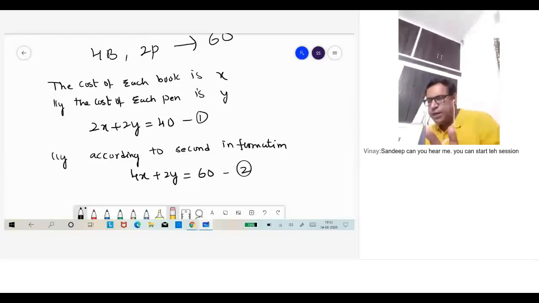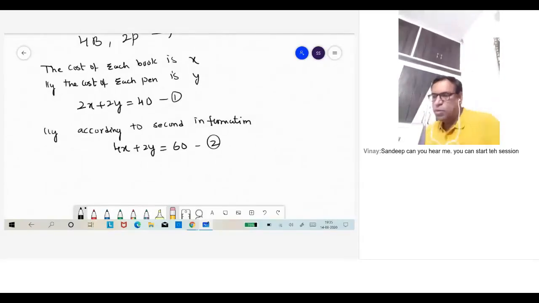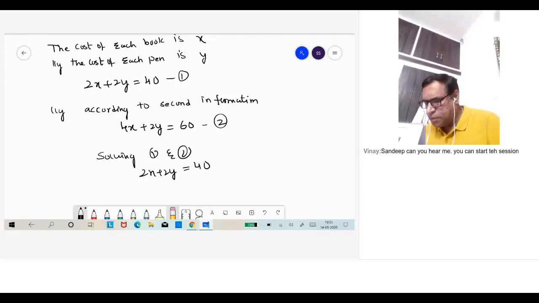Now what we need to find here is X and Y. What are X and Y? Obviously, X and Y are the values of each book and pen. So let's solve 1 and 2. How will you solve? This is 2x plus 2y is equal to 40 and 4x plus 2y is equal to 60.